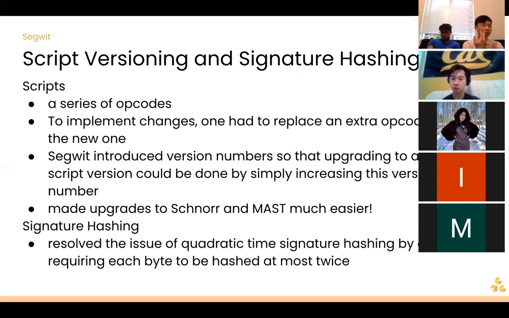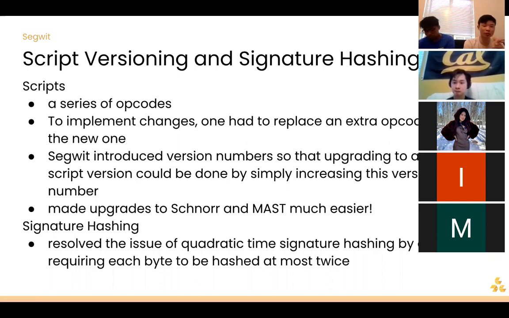And so when Bitcoin core devs said they wanted to add Schnorr signatures to Bitcoin, they could just use this script versioning number, this script versioning system, and just change the number to a version that they actually wanted to incorporate Schnorr signatures into transactions, which is really cool. So we already see the benefits of Segwit happening today in terms of scalability.